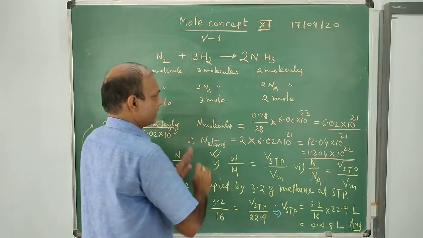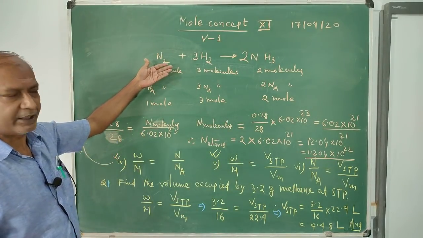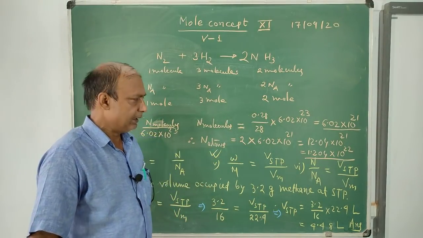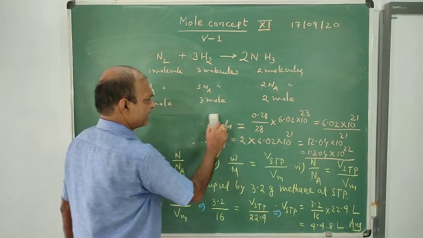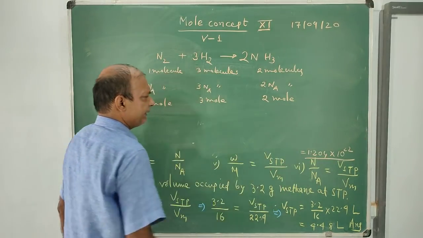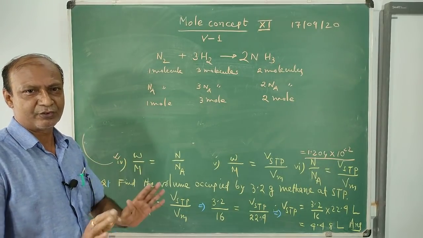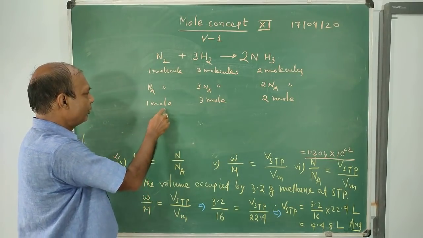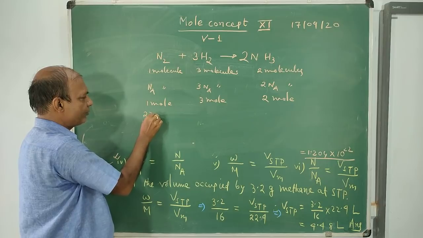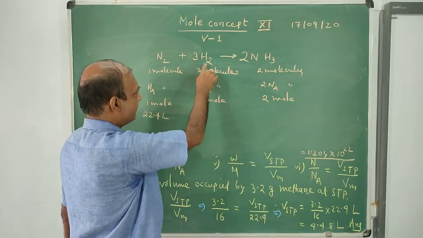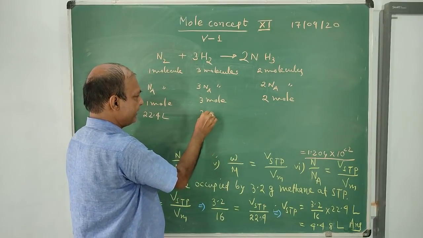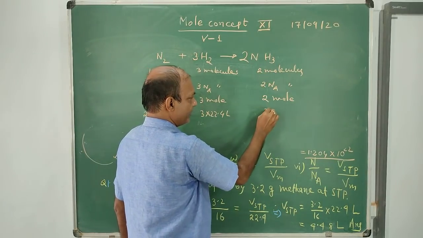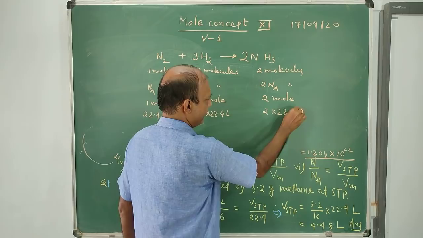So you can understand that the ratio of the molecules is the ratio of the moles. Now see, suppose the reaction is conducted at standard temperature and pressure, and 1 mole of any gas occupies 22.4 liters. 3 moles of any gas at STP occupies 3 into 22.4 liters, and 2 moles of any gas at STP occupies 2 into 22.4 liters.